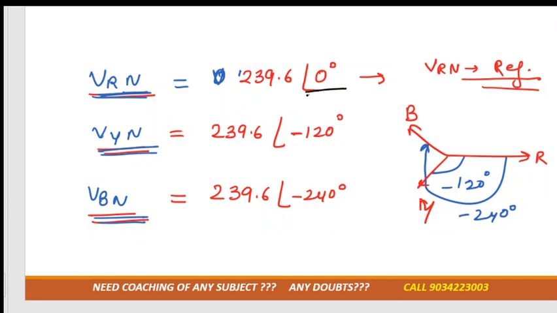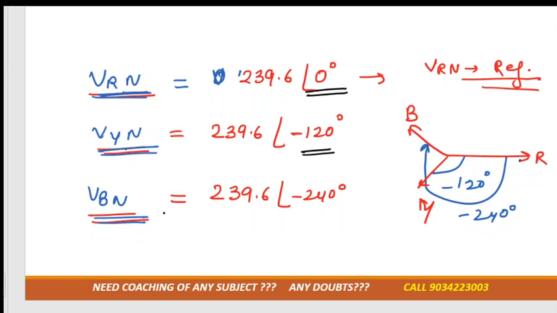That will be 0 degree. VYN, the angle between R and Y, is minus 120 degree. That's why I wrote minus 120 degree. If they don't mention any sequence, then we'll always consider it as a positive sequence.